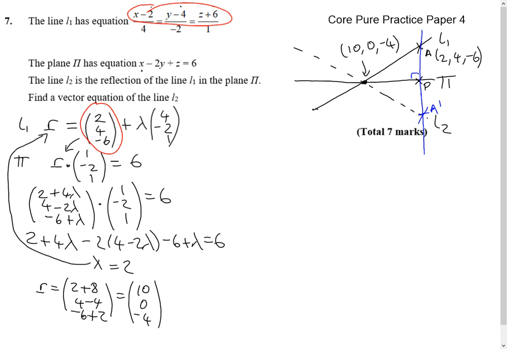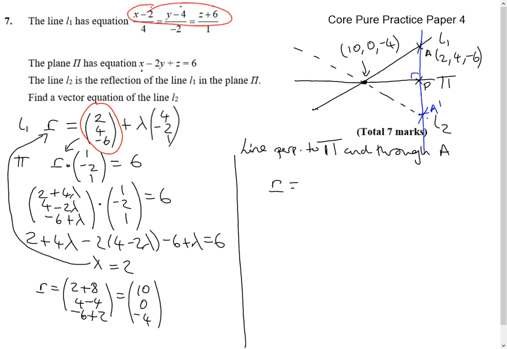Right, so what can we do with this? We want the line which is perpendicular to the plane and goes through what I've called point A there. So that's going to be our next line: r equals (2, 4, -6), the point, plus a scalar times the direction. So we want the normal vector for the plane there. Okay, and that's the blue line.